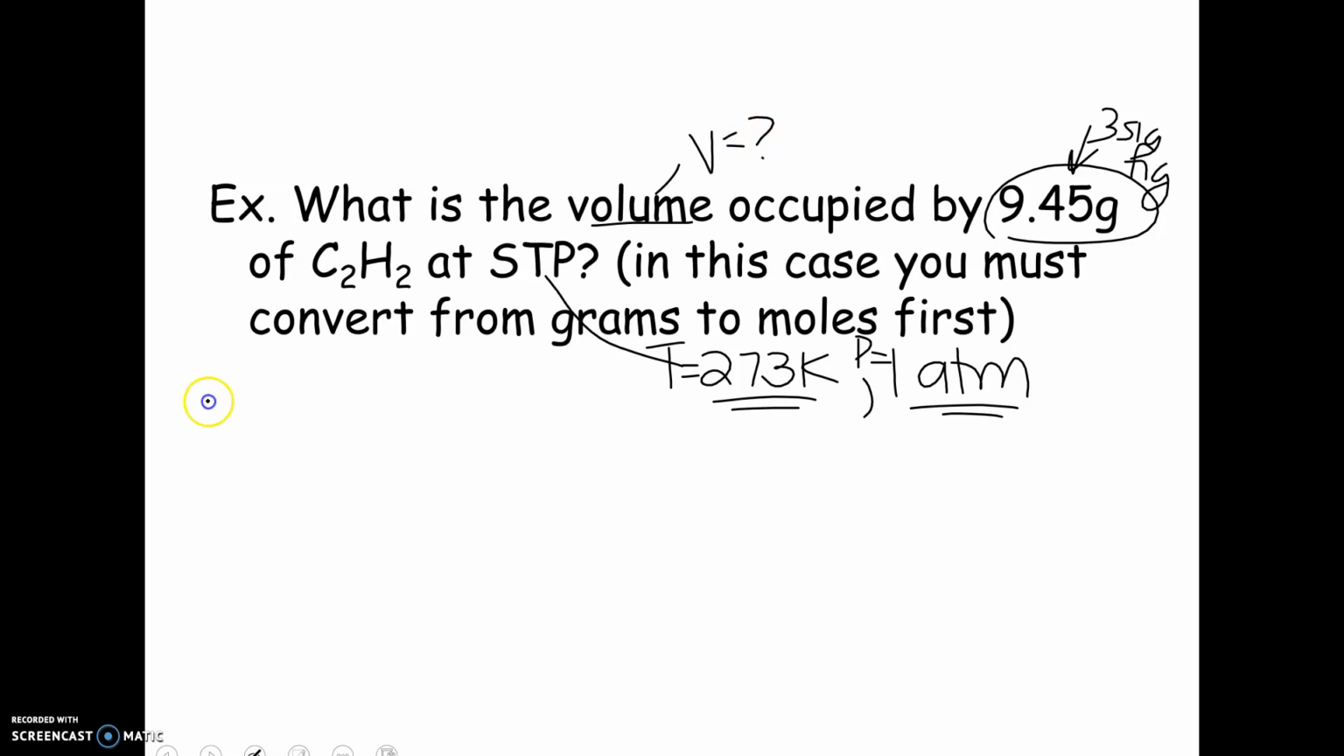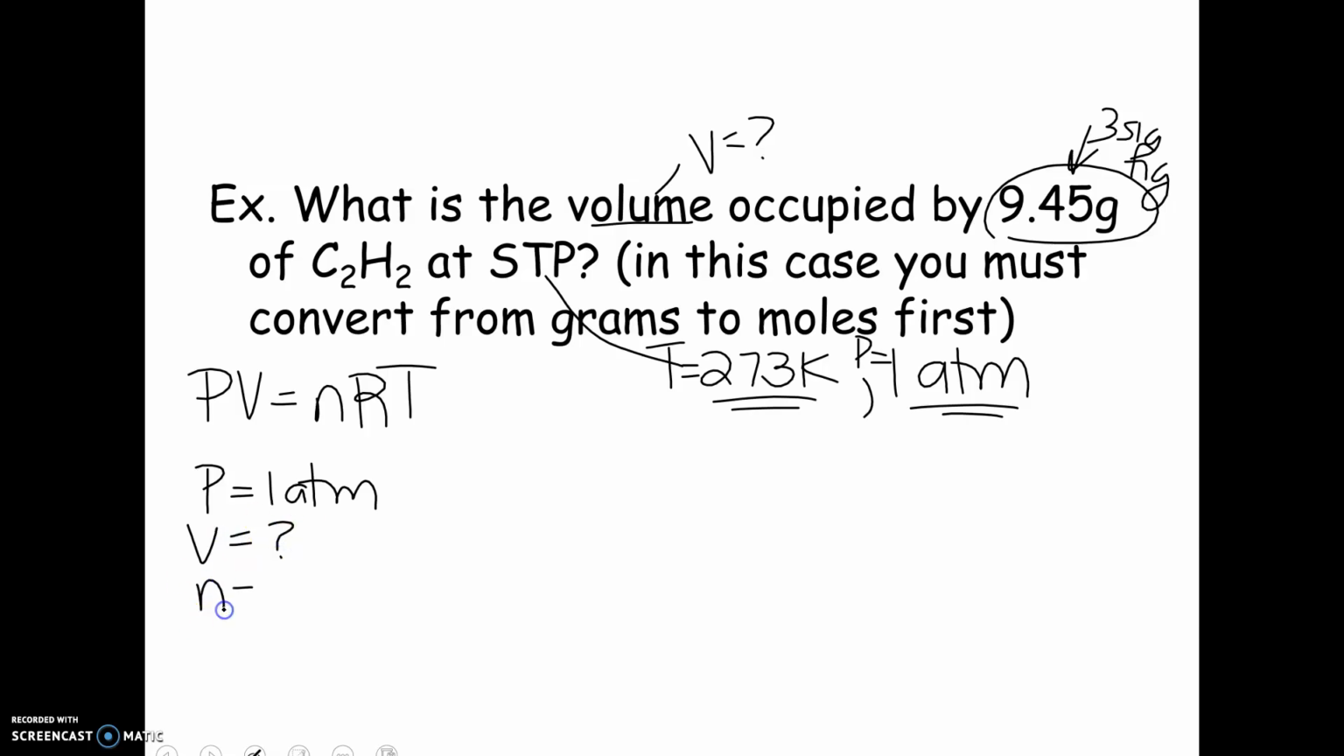All right, so we're going to be using PV equals nRT. We have a P, that's 1 atmosphere. V is what we're looking for. N, we don't actually have, but we can get it. So we have 9.45 grams of C2H2. We now have to convert that to moles. So 1 mole of C2H2, and this is where you have to go to the periodic table.